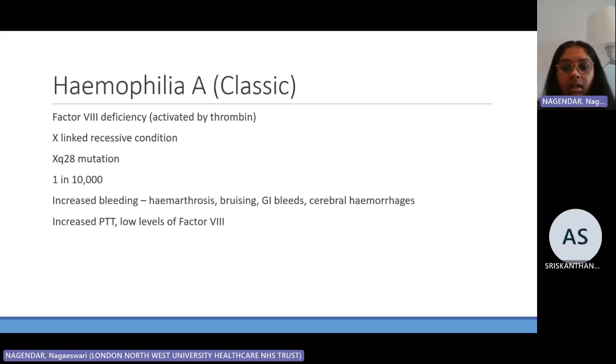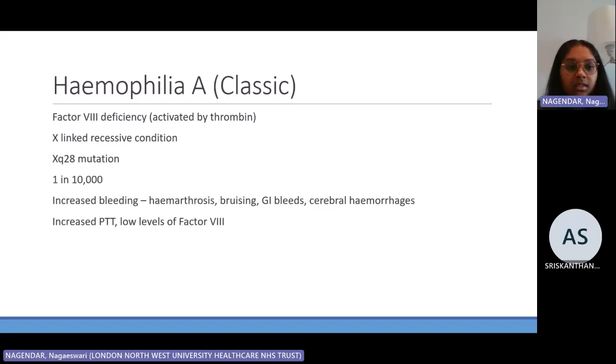These patients will often have severe bleeding from small injuries, and the amount of bleeding will be out of proportion to the injury they've had. And there's often oral manifestations as well. So that can be gingival haemorrhages and excessive bleeding if they have dental extractions.